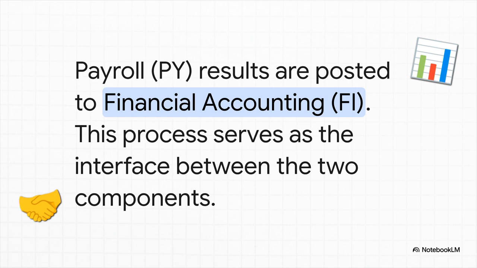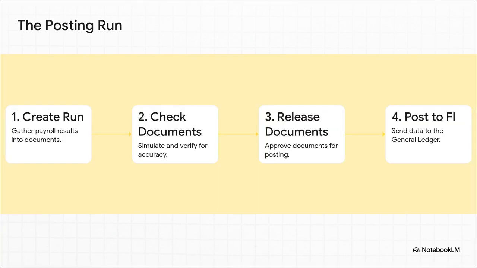So this next process acts as the official bridge, the interface between the human resources system and the financial accounting system. And this bridge is called a posting run. It gathers up all those individual pay results, groups them into summarized financial documents, and then, this is key, it lets an accountant simulate the posting and check everything for accuracy. Once they give it the green light and release the documents, that's it. The data is officially posted to the general ledger, and those payroll expenses become part of the company's official books.